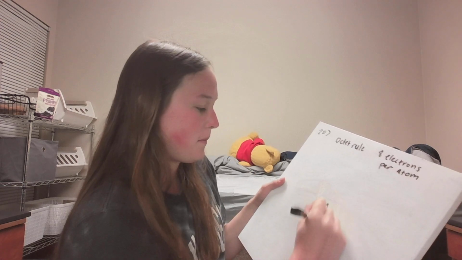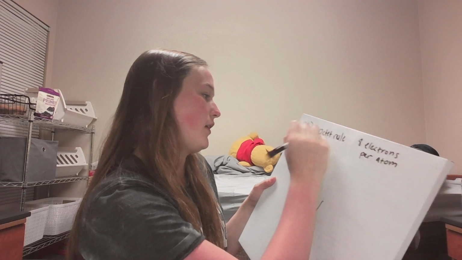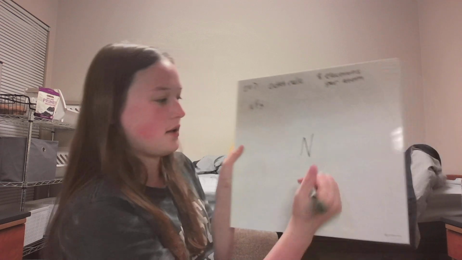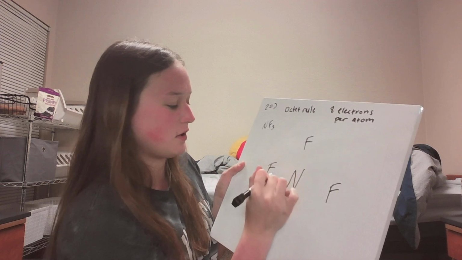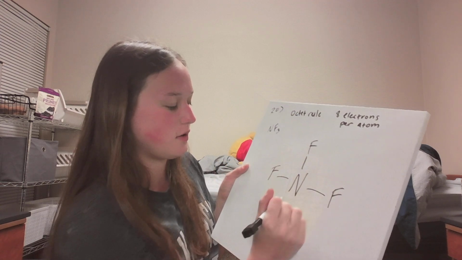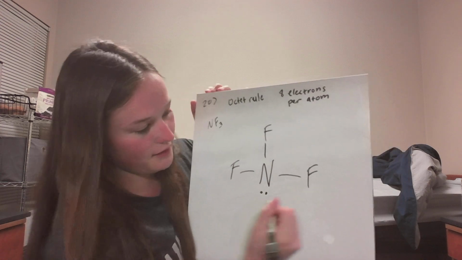So I'm going to prove that NF3 is also not violating the octet rule. N, F, F, F. So fluorine can only form 1 bond. So that means for nitrogen to have a full octet, it has to have these 2.